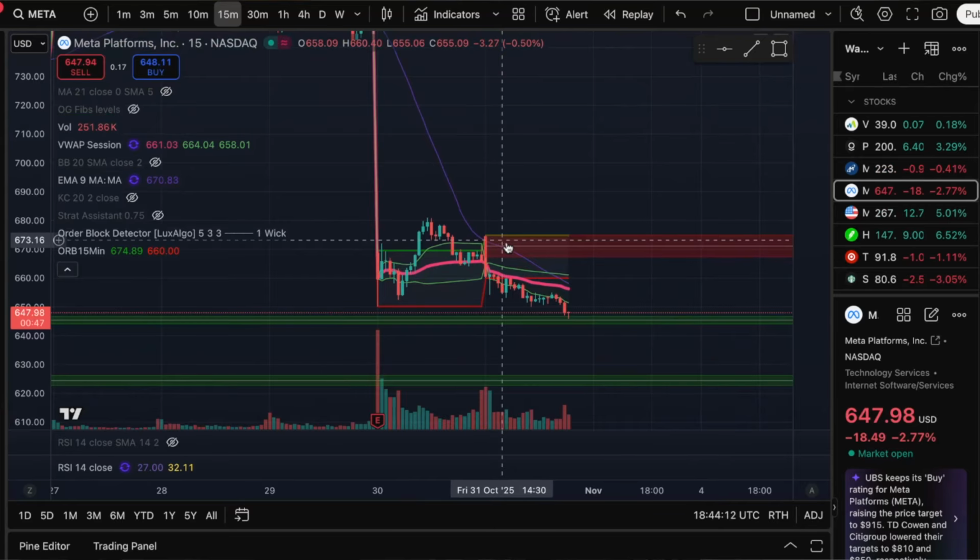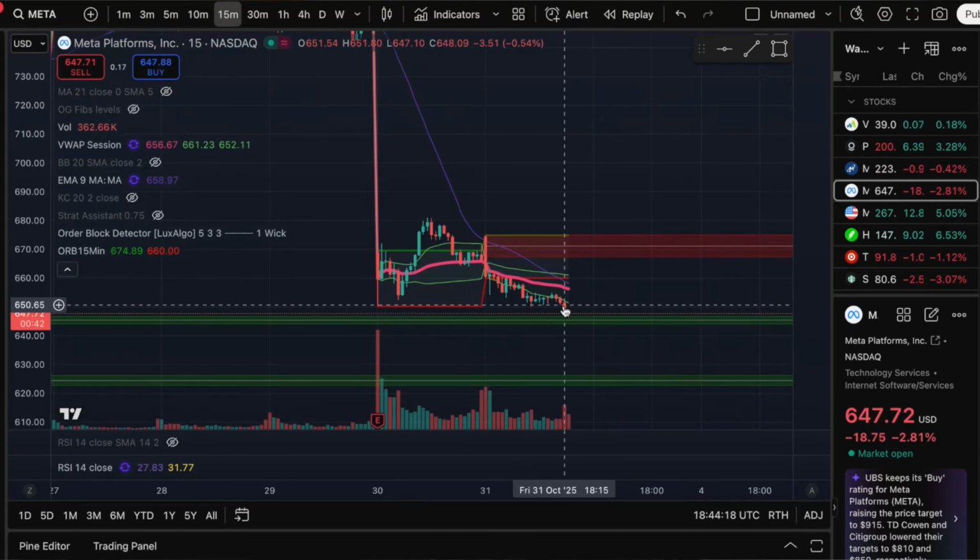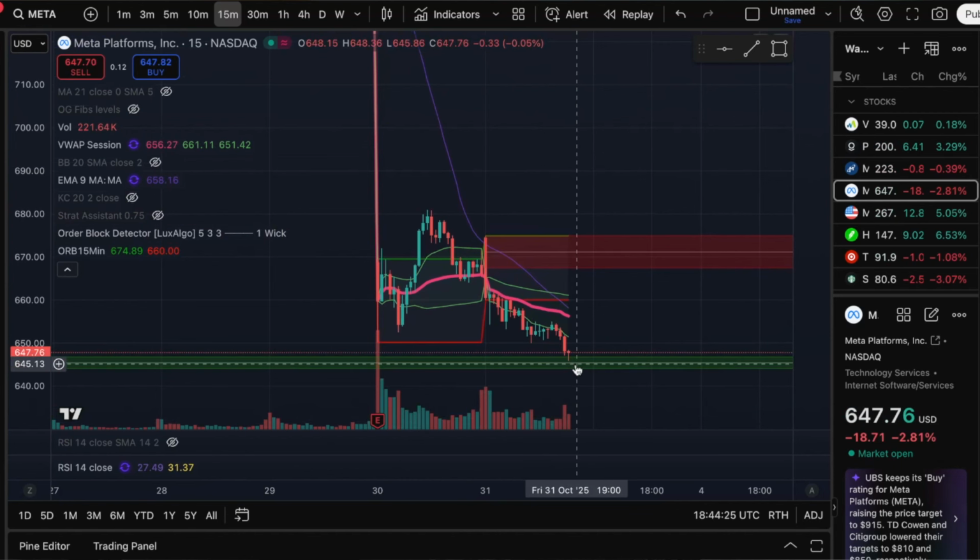Another bearish order block right here that was formed. A lot of institutional selling going on here, and look at what it did. It fell again. Now it's forming a reversal. Let me make this a little bit bigger. You see how it's forming a reversal right at the order block.